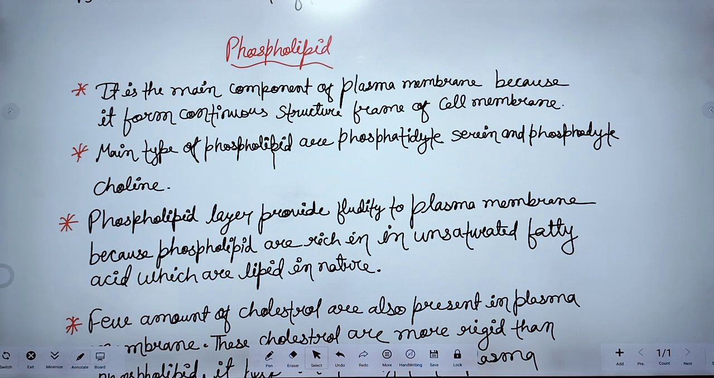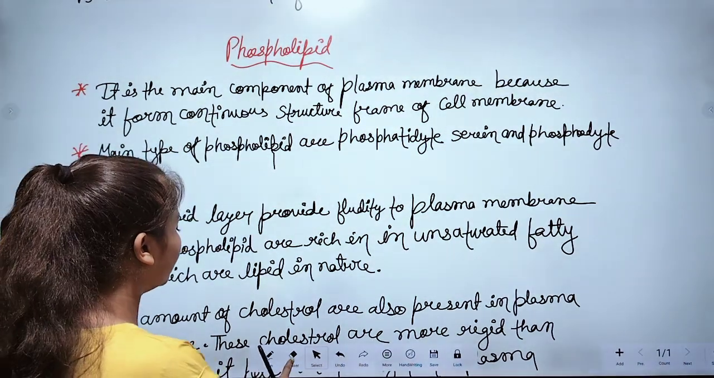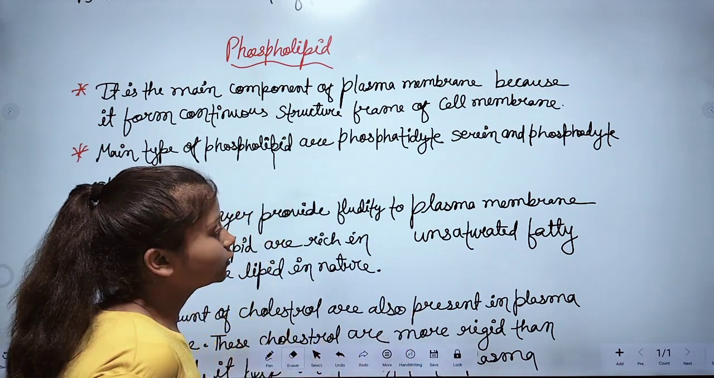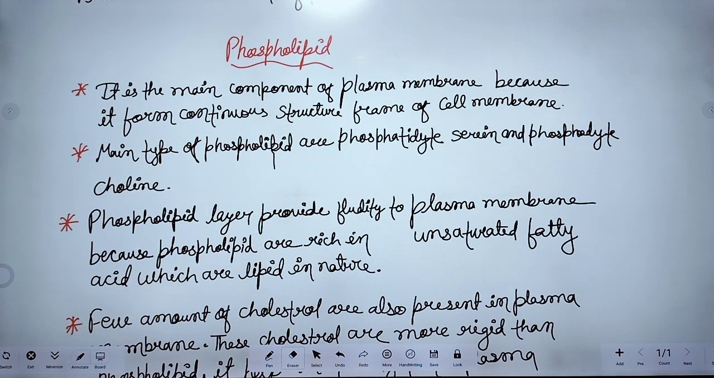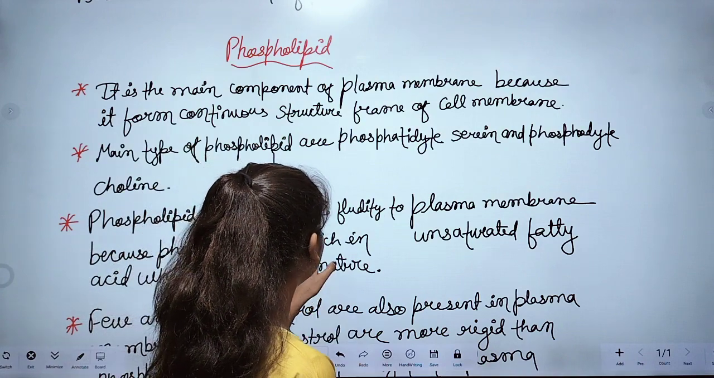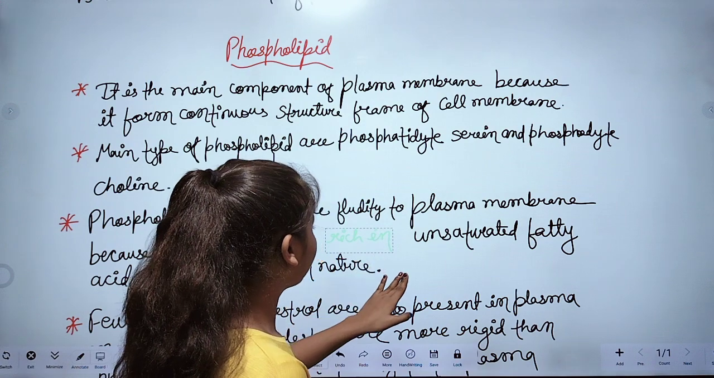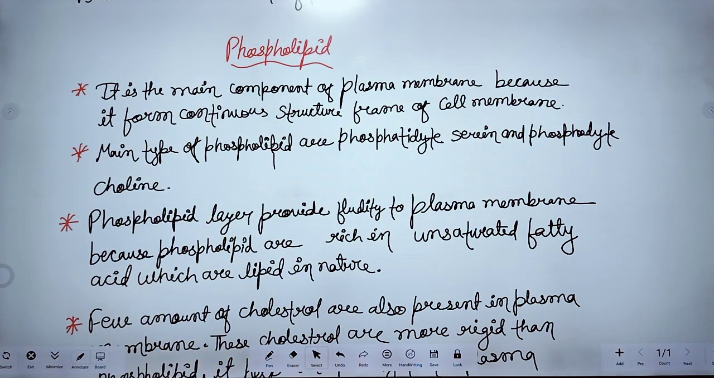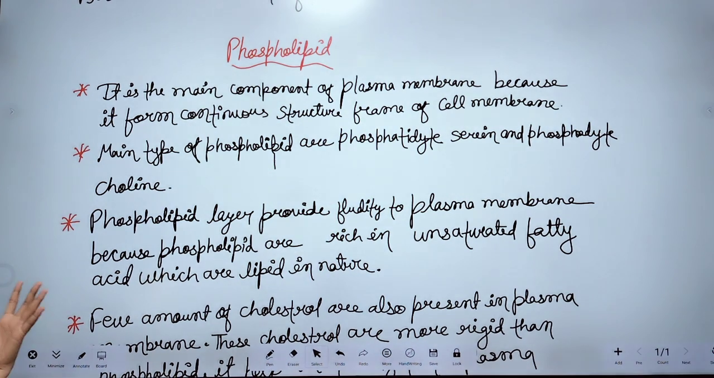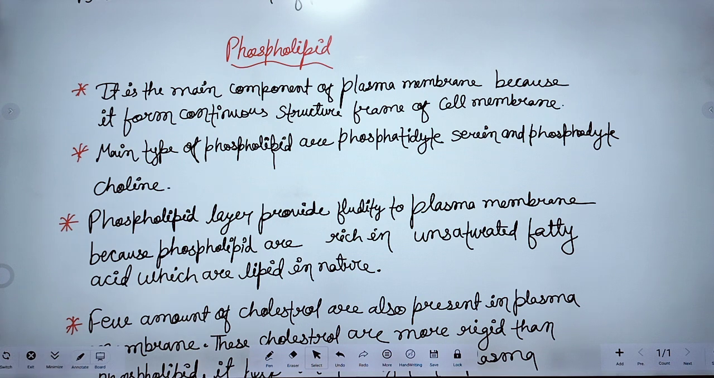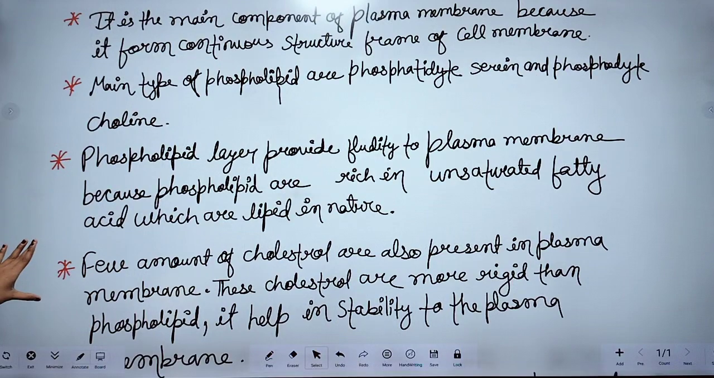After that, the phospholipid layer provides fluidity to the plasma membrane because phospholipids are rich in unsaturated fatty acids, which are lipid in nature. It means the phospholipid layer provides fluidity to the plasma membrane. The fluidity of the plasma membrane is due to the phospholipid layer, because phospholipids are rich in unsaturated fatty acids which are lipid in nature.